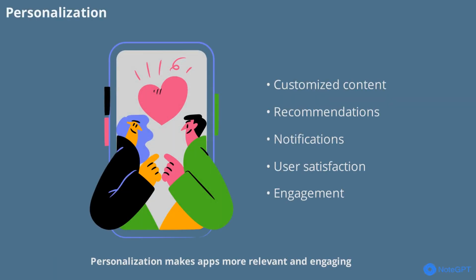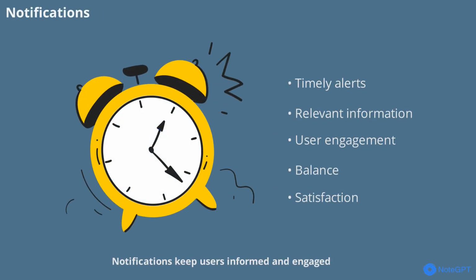Personalization makes apps more relevant and engaging. Developers use data to customize content, recommendations, and notifications. Personalized experiences increase satisfaction and encourage users to spend more time in the app. Notifications keep users informed and engaged. Developers design notifications to be timely, relevant, and helpful.